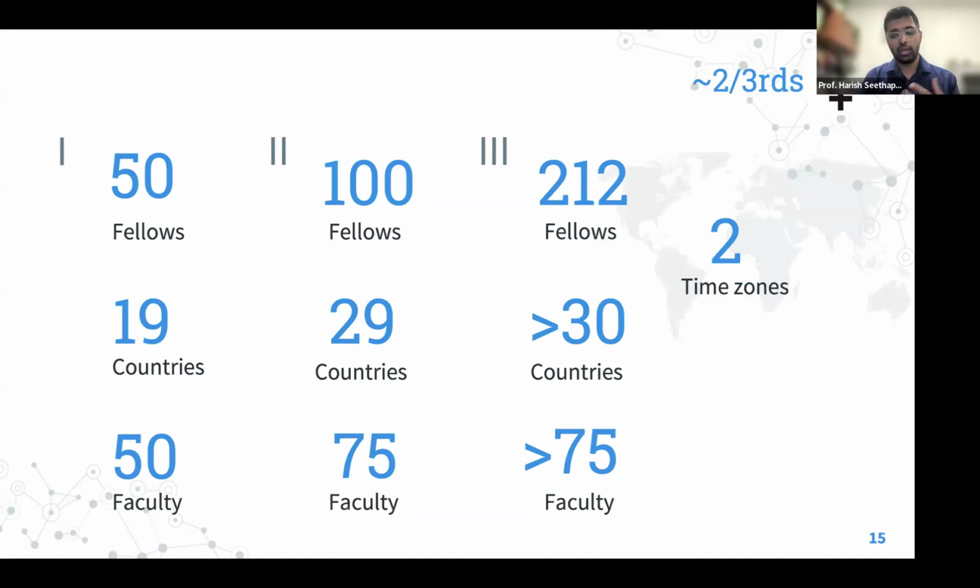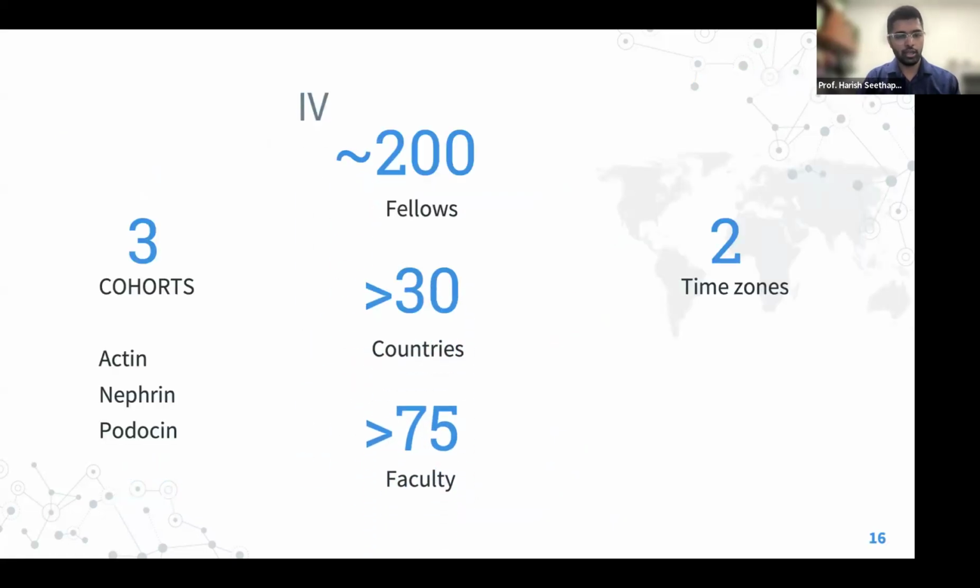And so, as I said, we do two time zones. Two-thirds of our cohort are female fellows. And then year 4 and year 5, it was something similar. We did around 200 fellows from more than 30 countries. We expanded our faculty. We run it in 3 different cohorts, but in 2 time zones. The actin and nephrin cohorts run on the US North American time zone, and the Podocin cohort runs in the Asia Pacific time zone.